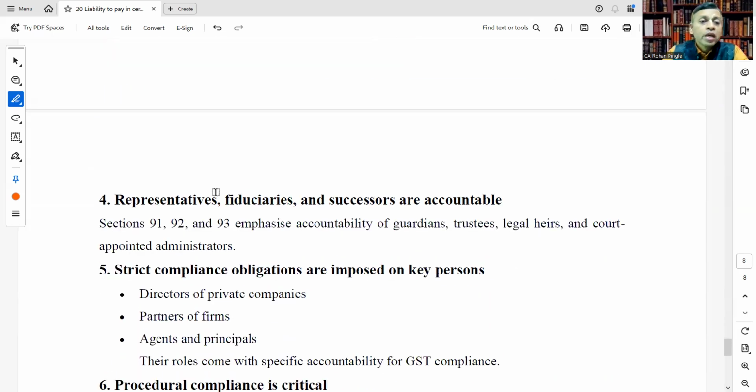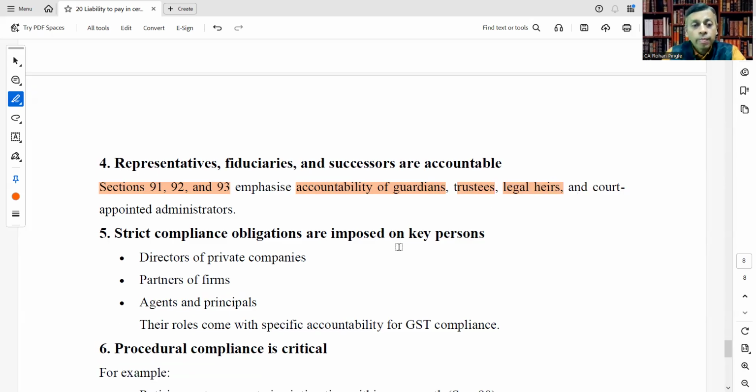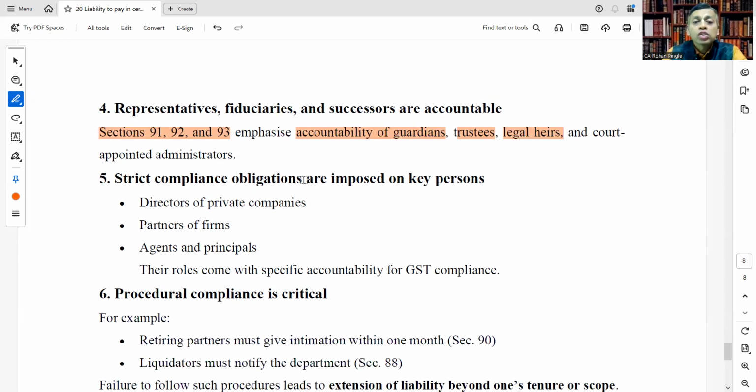Very important. Representatives, fiduciaries, and successors are accountable. Sections 91, 92, and 93 emphasize the accountability of guardians, trustees, legal heirs, and court appointed administrators. Strict compliance obligations are imposed on key persons like directors of private companies, partners of the firm, agents, and principals. Their roles come with specific accountability for GST compliance.